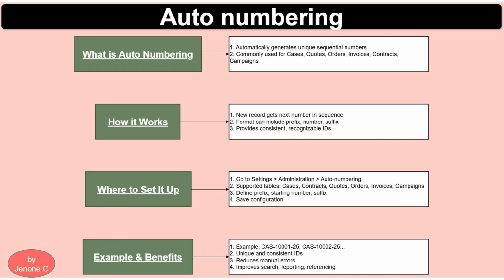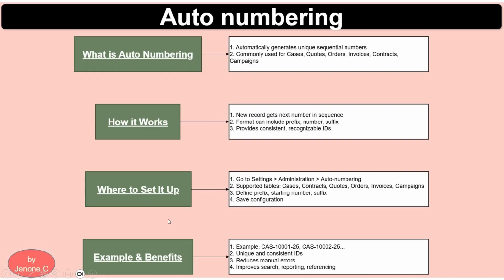And once the auto numbering is enabled and set up, we will have the auto numbers automatically populated in records like cases, contracts, codes. So we will have a prefix like CAS, and then in between we have the auto number generated, and finally we will have the suffix.